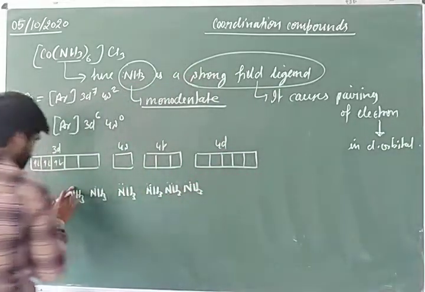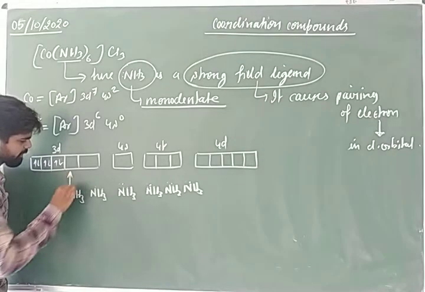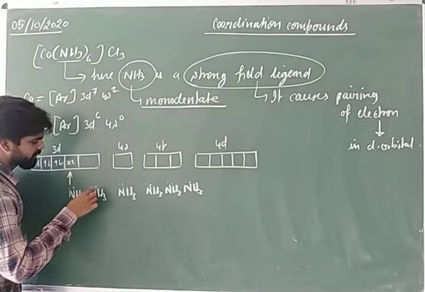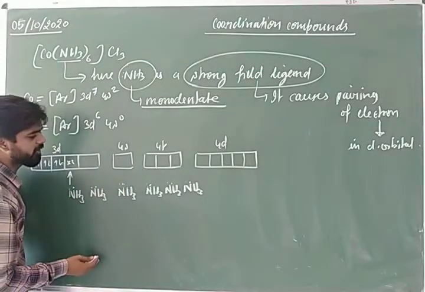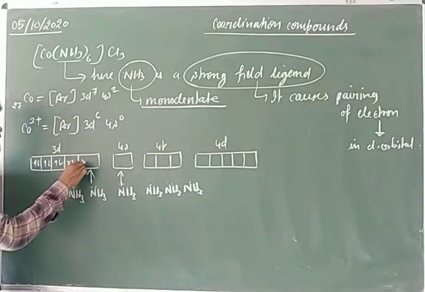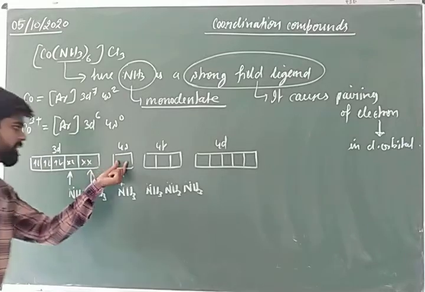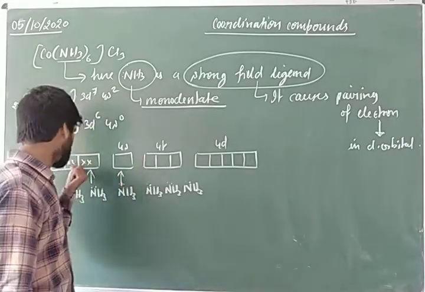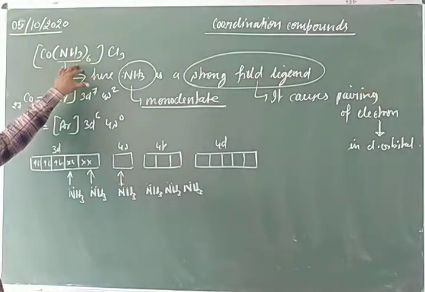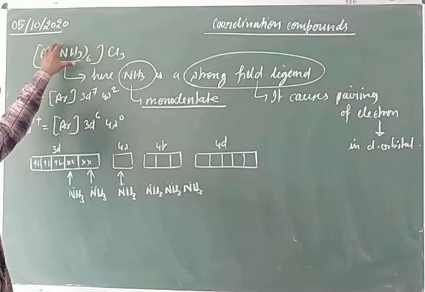These two electrons, the pair of electrons of nitrogen, are donated to the vacant orbitals of the central metal ion. You can see the vacant orbitals here: one, two, 3, 4, 5, 6. You can see that the sixth ligand is coordinated with the central metal ion, that means the cobalt.